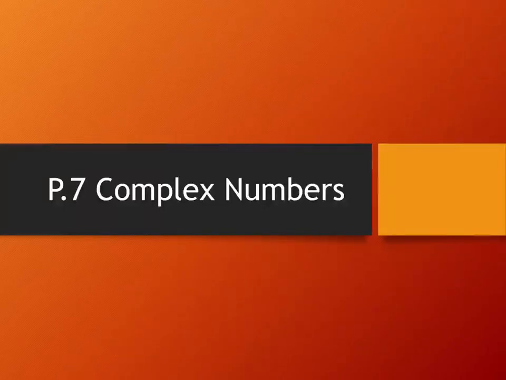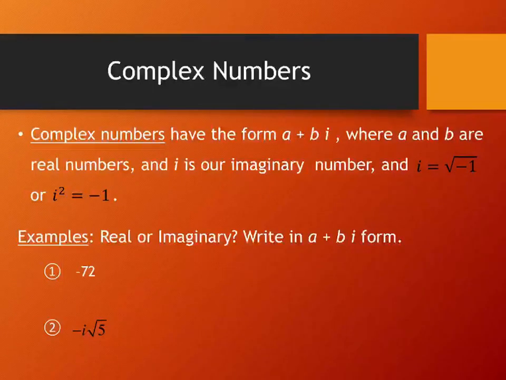P7 is called complex numbers. Now I mentioned the word complex last time about complex fractions. Complex does not necessarily mean complicated in the ideology of what we're doing. But these are called complex numbers. A complex number is a number that has the form a plus bi, where a and b are real numbers, and i is the imaginary number, where i is equal to the square root of -1, or i squared equals -1.